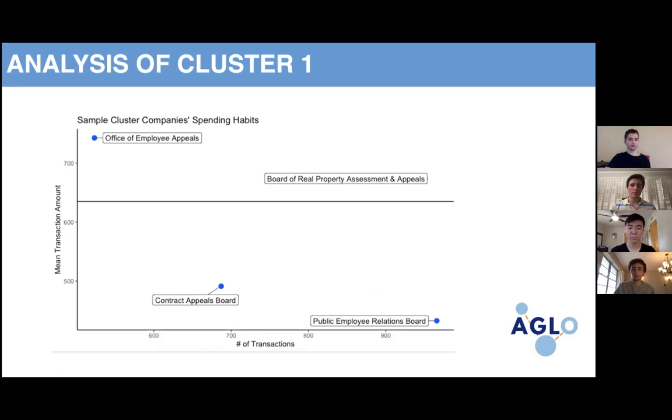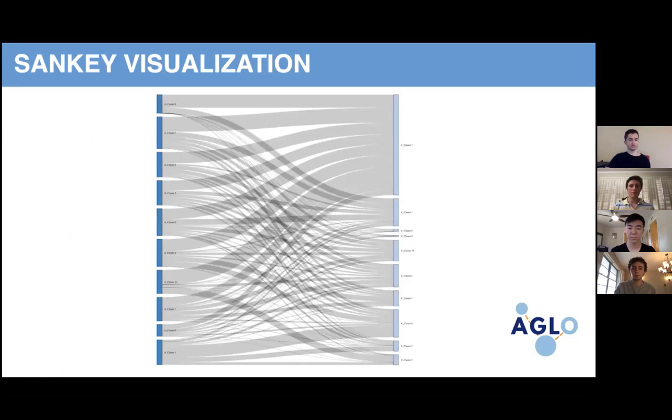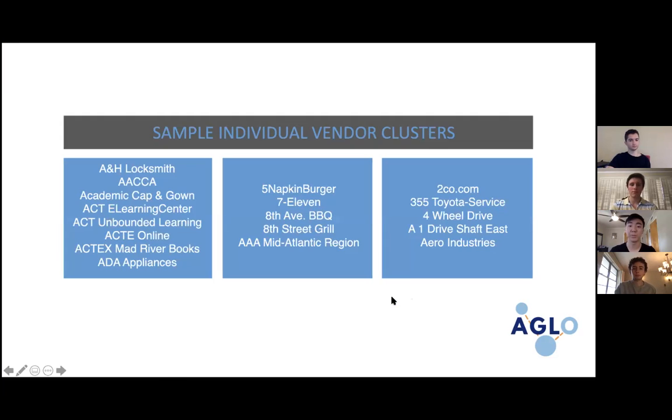To visualize wider group connections, we use a Sankey diagram. Here's a small snapshot of our vast network, demonstrating the strong connections certain clusters on the left have with certain clusters on the right. For example, agency cluster 1 at the bottom clearly has a strong relationship with vendor cluster 6 on the right.